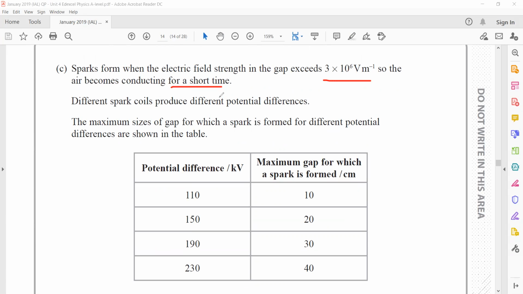Different spark coils produce different potential differences. The maximum size of a gap for which a spark is formed is shown for different potential differences, like 110, 150, 190, and 230. The maximum gaps between the electrodes are shown as well.